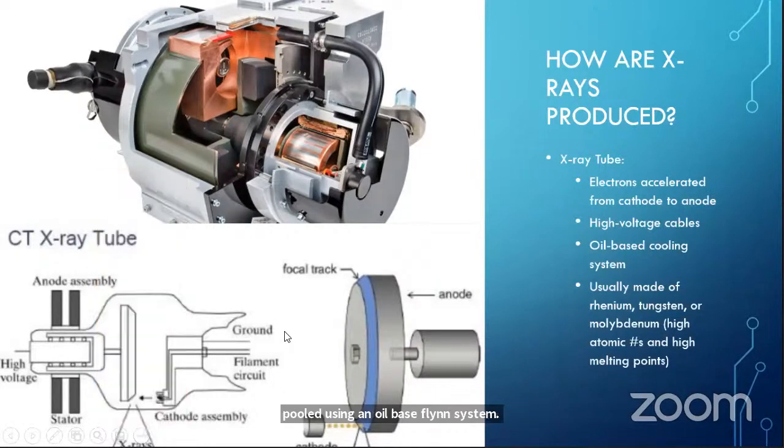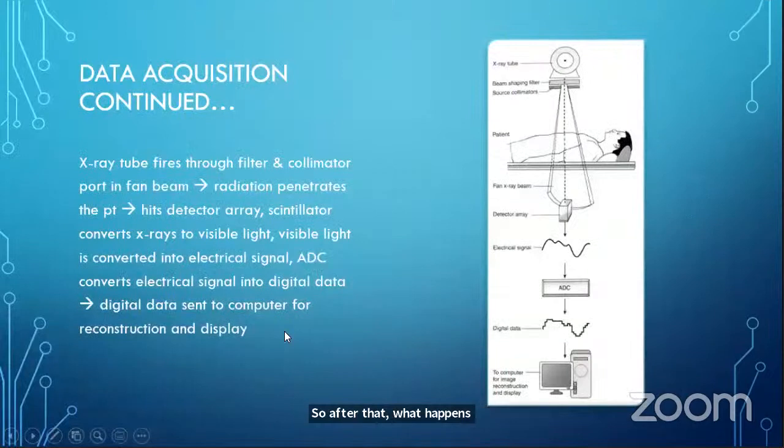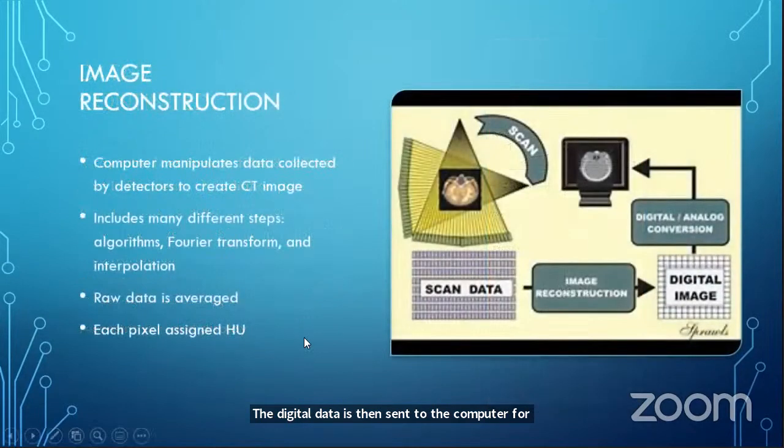So after that, what happens next is basically the rest of the data acquisition. So the X-rays are generated by the X-ray tube. The X-rays fire through the filter and the collimator in a fan beam shape. They radiate and penetrate the patient. They hit the detector array. A scintillator converts the X-rays to visible light. The visible light is then converted into an electrical signal. And the analog to digital converter converts electrical signals into digital data. The digital data is then sent to the computer for reconstruction and display.